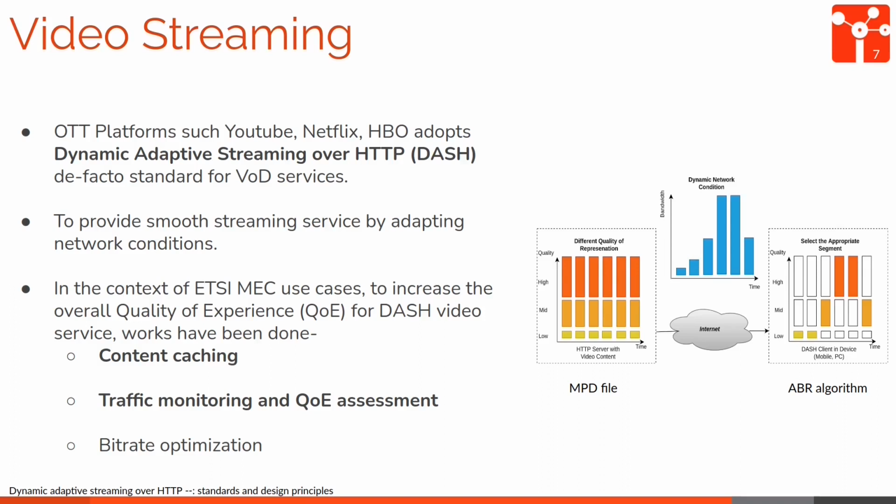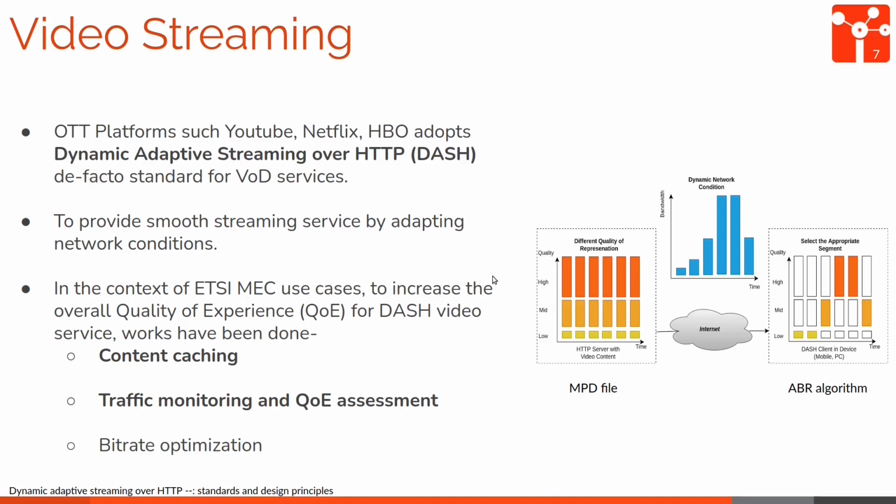DASH works by breaking the video content into a sequence of small segments, where each segment contains a short interval of 2 to 10 seconds, and each segment is encoded with different bit rates and resolutions. The server hosts each encoded segment with a corresponding MPD file. On the client side, the player, such as the YouTube player, uses adaptive bitrate algorithms to select the appropriate segment from the DASH server based on the current network conditions.